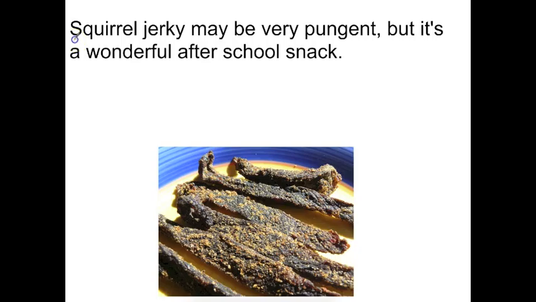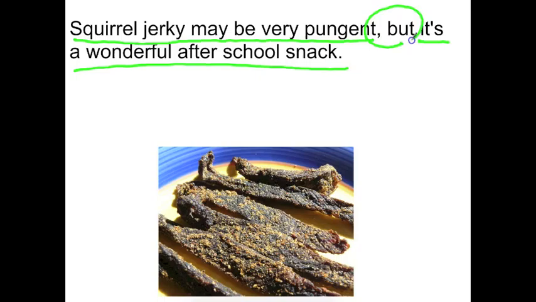Here's my first independent clause of the sentence. Squirrel jerky may be very pungent. Here's my second independent clause. It's a wonderful after-school snack. And there's my comma and my conjunction. It's really important to remember the comma because without the comma we have one great big long run-on sentence.